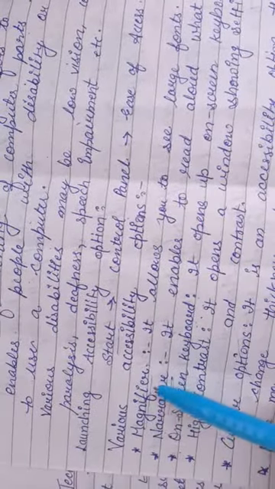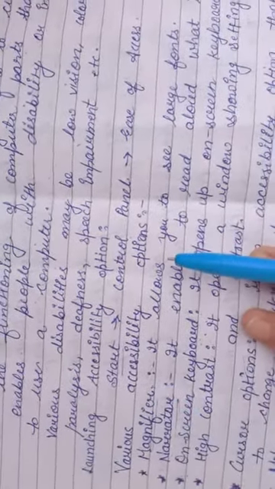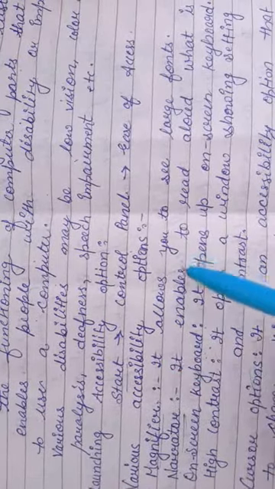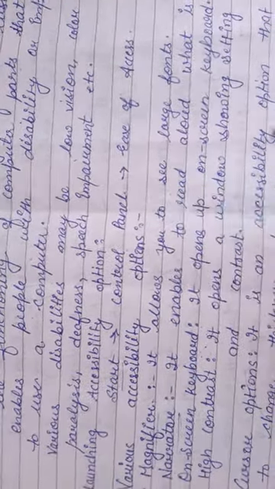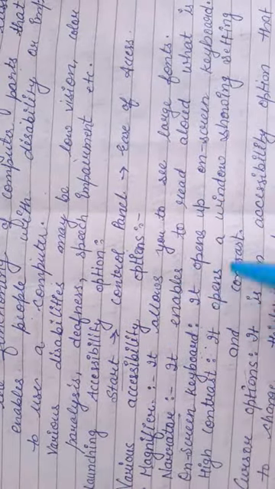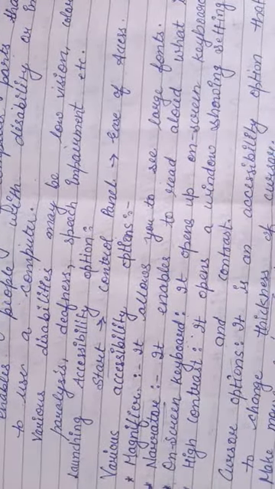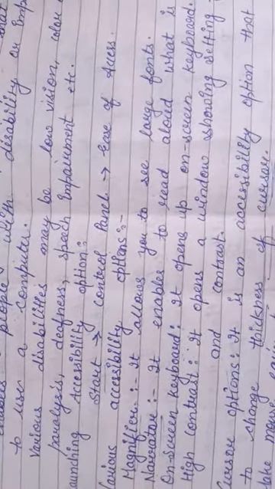First is the magnifier. Magnifier, as the name suggests, what does it do? It allows you to see large fonts. It will magnify the font size so that people having blindness or low vision can easily read the text on your screen.